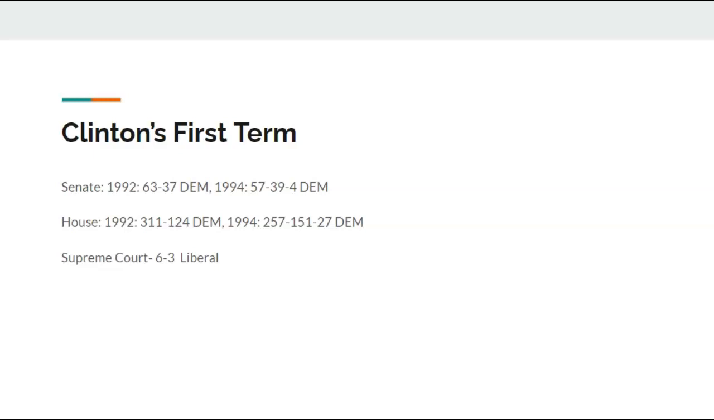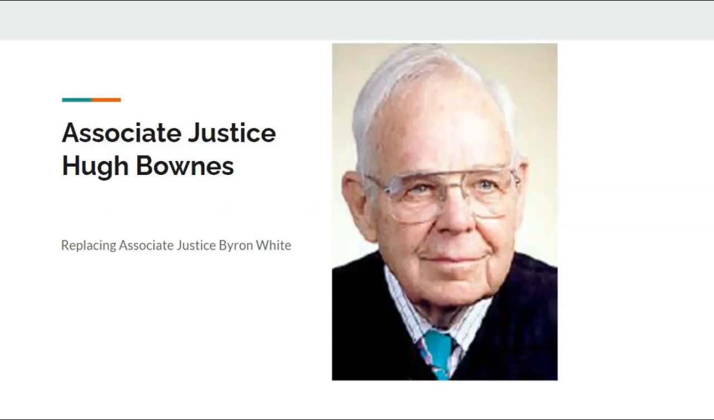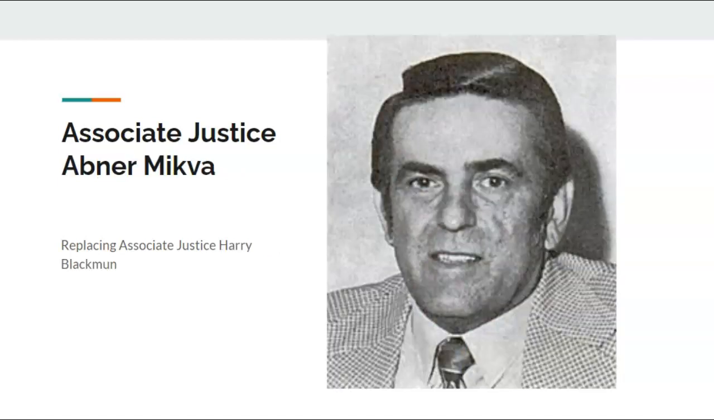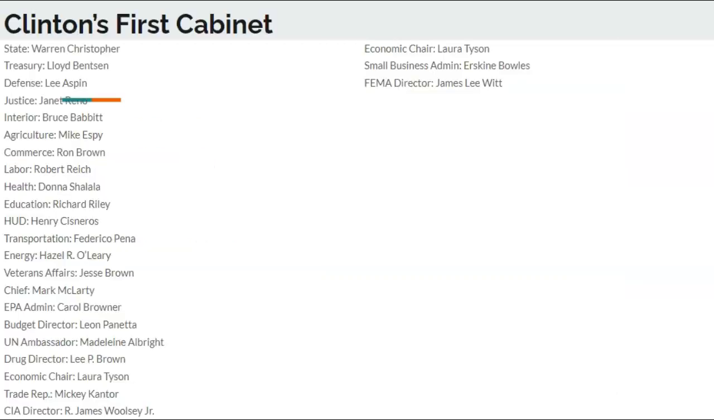So, of course, Democrats have a 57-seat majority in the Senate and a 257-seat majority in the House. And the Supreme Court is 6-3 liberal, as Bill Clinton gets to nominate 2 Supreme Court justices. First being Hugh Bownes, who replaces Associate Justice Byron White, and Abner Mikva, who replaces Associate Justice Harry Blackmun. And this is Clinton's cabinet upon arriving as the president. There you go.